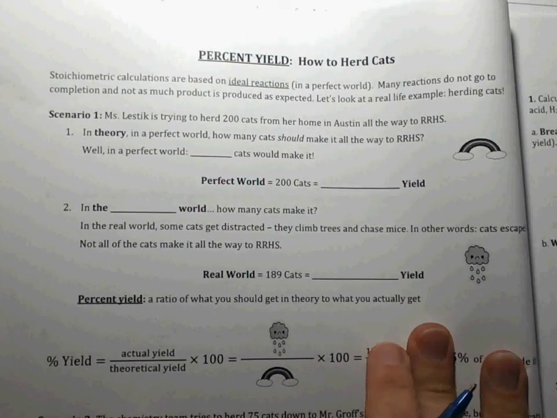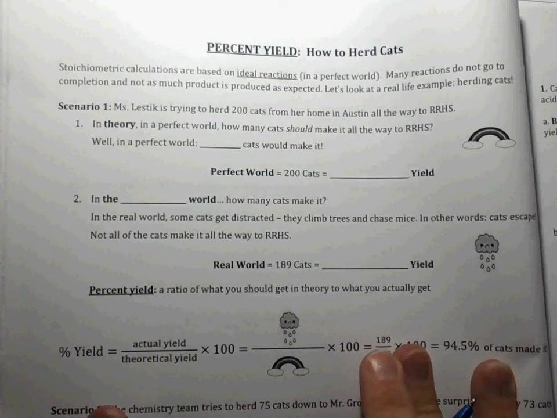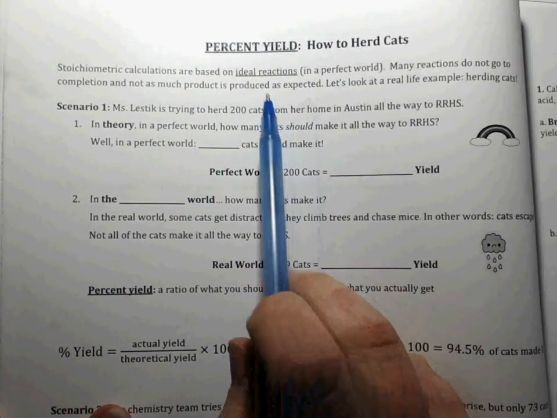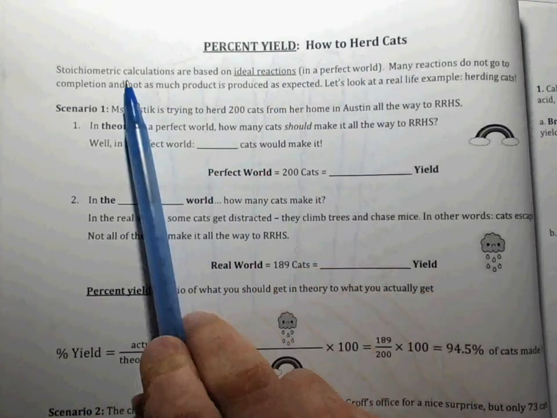Okay, let's take a look at page 21, which is about percent yield. And to talk about percent yield, we're going to start with an example of how to herd cats.